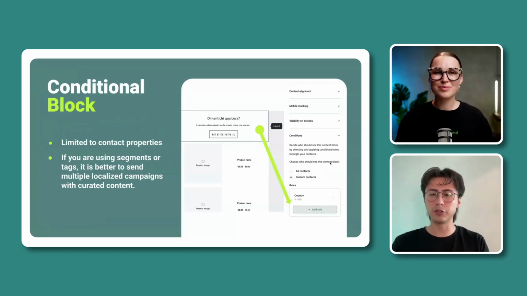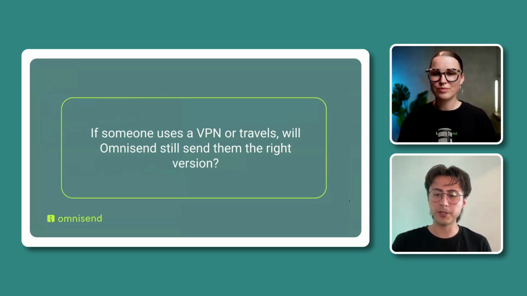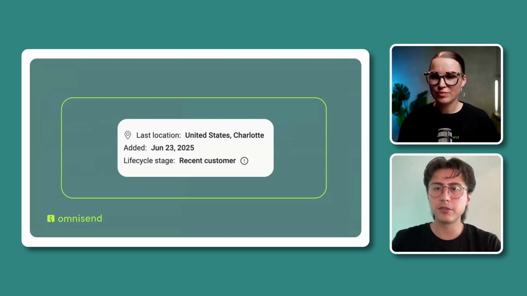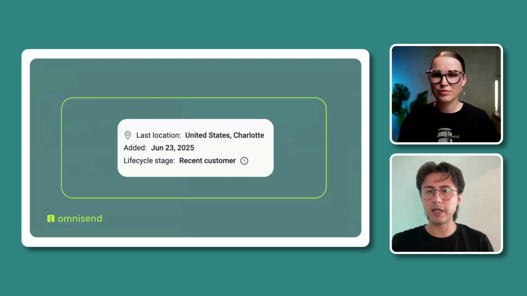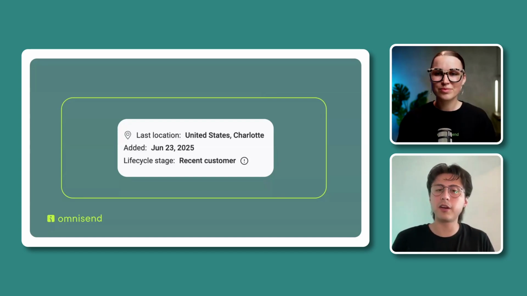I just repeated the slide, how to localize per properties, like with a conditional block. But there was this question: if someone uses a VPN or travels, will Omnisend still send them the right version? This one I would recommend you to be very cautious with. As I said at the beginning of the presentation, the last location given by Omnisend is their IP. So if they are using a VPN and they are in the middle of China somewhere, they are going to appear as Chinese contacts if that's the property you're using in the segment. So I wouldn't rely fully on this one.